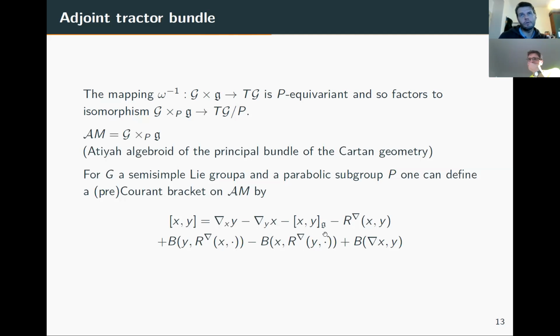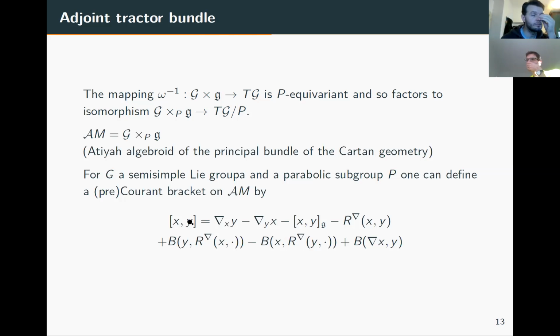It's a combination of basically all the ingredients that you have, which is a bit non-trivial, but it gives you a nice pre-Courant structure on this adjoint tractor bundle. Vit, why is it a pre-Courant bracket? Like, why not a Courant bracket? Because of the Jacobiator, so this is the non-symmetric bracket, the non-anti-symmetric bracket.